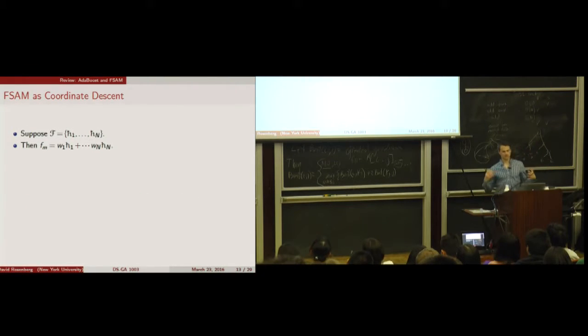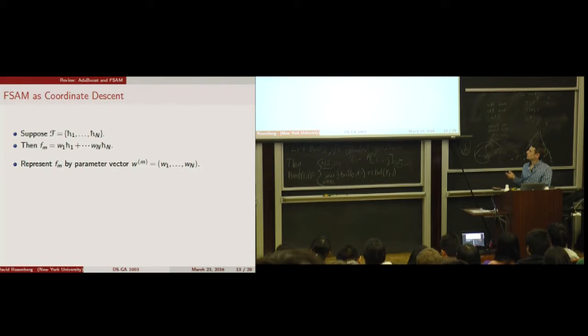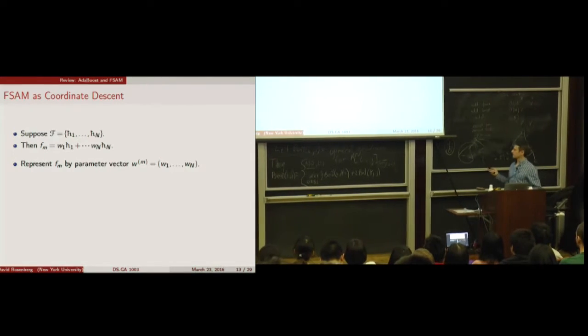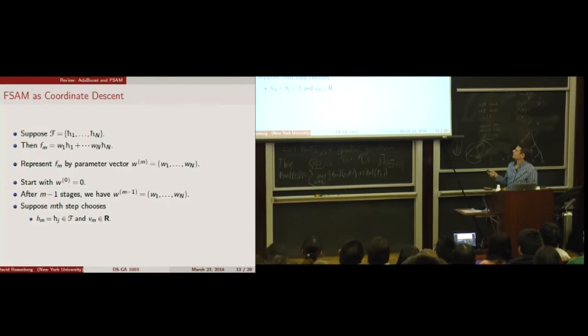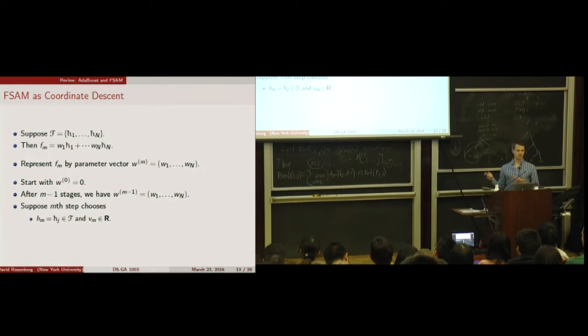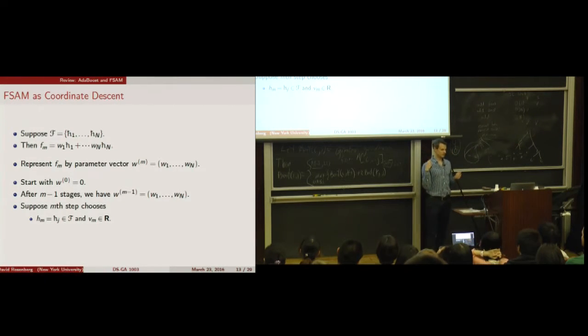Suppose our hypothesis space is finite. Our base space is finite. So I'm writing it like h bar 1 through h bar N, capital N. So the final classifier is this linear combination of these N things. We can represent that by the coefficients in the usual way. We could parameterize the function we end up with by capital N coefficients, one for each of those basis functions. All right, now let's think about the FSAM algorithm. We start with the zero function. In that case, all the coefficients are zero, right? So after n minus 1 stages, suppose the coefficients of these functions are w1 through wn. Concept check. Suppose we're in stage 3. What's the most number of w's that can be non-zero?